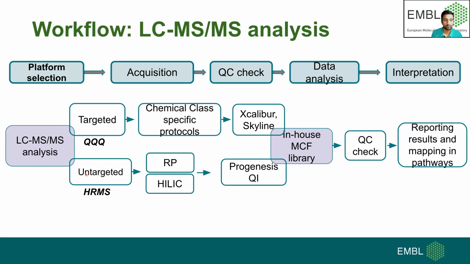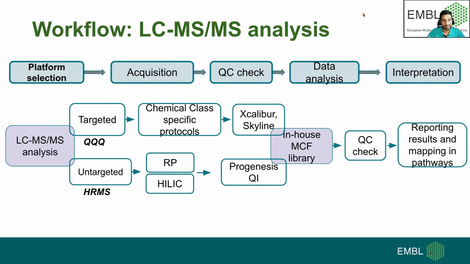So going to more detail of the workflow in terms of targeted and untargeted approach, as I explained. As I said, the platform selection depends on your hypothesis, whether you have a hypothesis driven study or whether you want to generate a hypothesis. So in this case, we will see the platform selection depending on targeted, then its preferable instrument is triple quad. If it is untargeted, then its de facto instrument is high resolution mass spec.